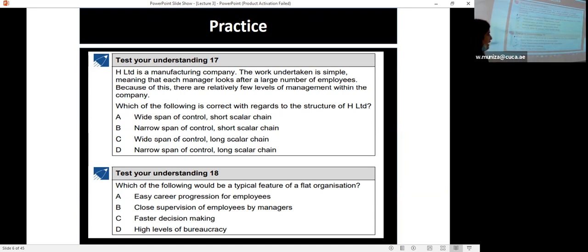And the last one, high levels of bureaucracy. Is it going to be? Are there going to be a lot of rules and regulations in the case of flat organization? No, because the work is very simple and repetitive. The persons will be expert in their fields and will require less supervision. There will be room for innovation and creativity. So high levels of bureaucracy is the characteristic of tall organization. Got it? Yes, dear.